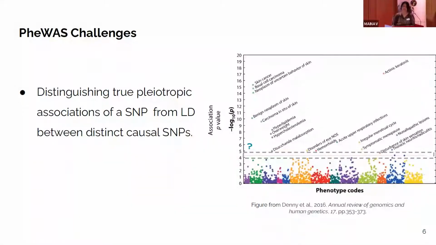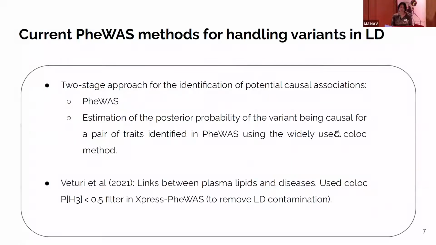Next, coming to some of the PheWAS challenges. The main challenge that we are addressing is LD confounding. This is a PheWAS Manhattan plot. You have the phenotypes on the x-axis and the p-values on the y-axis. What happens in PheWAS is you identify potential phenotypes, but you do not know if the variant is truly associated with these phenotypes, or if it might just be LD and it just shows up here. So this is one of the things we want to address.